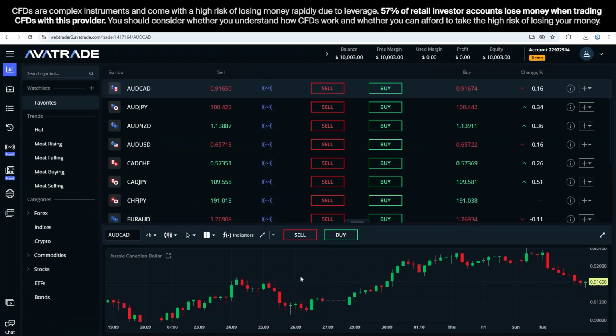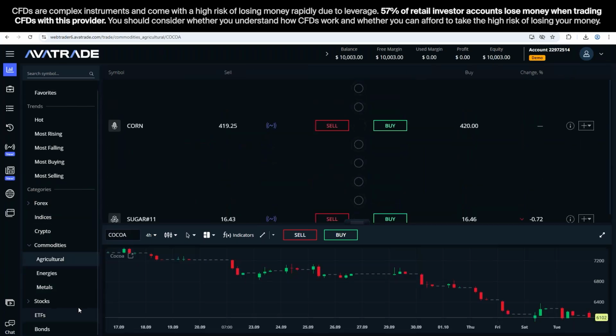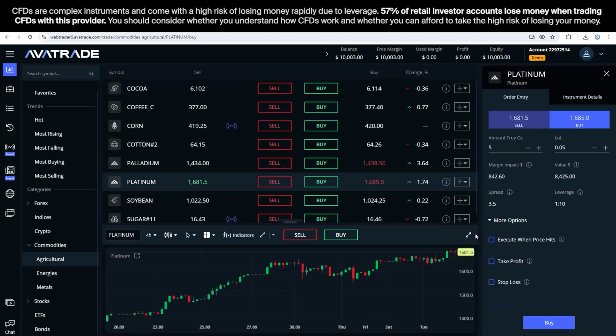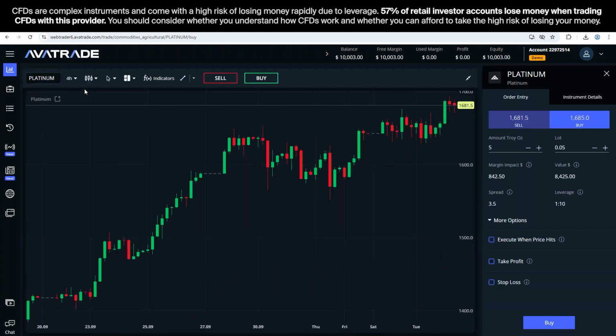What I'm going to do is search for an interesting instrument to begin with. So one way to do it is by the categories in here. As we can see, we've got Forex, indices, cryptos, commodities, stocks, ETFs, and bonds. We can select manually from one of the categories, maybe commodities, and maybe agriculture, and maybe platinum.